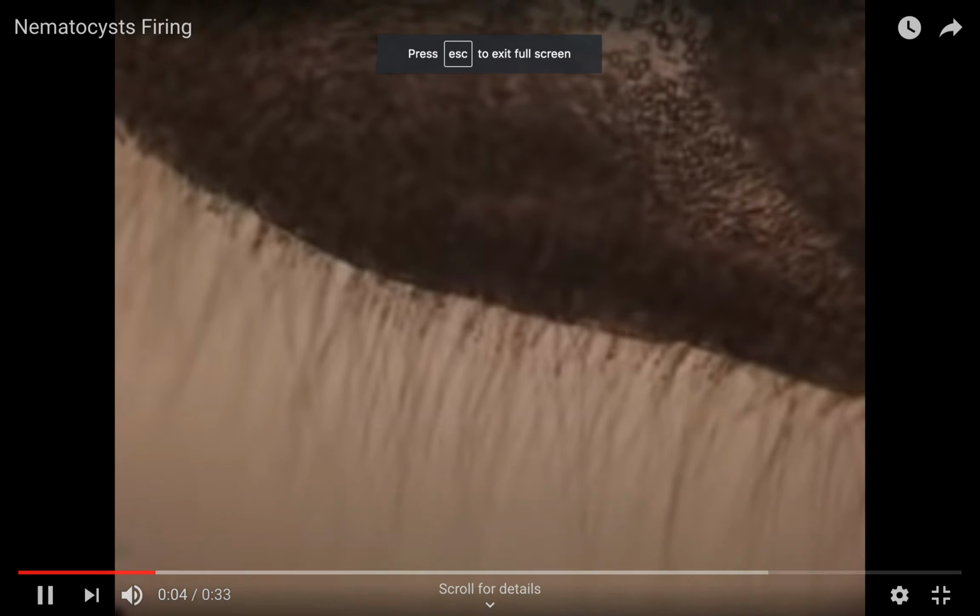So you can see that it got triggered and the nematocysts just shoot out. I'm going to trigger it. There they are. So you feel the stinging sensation.